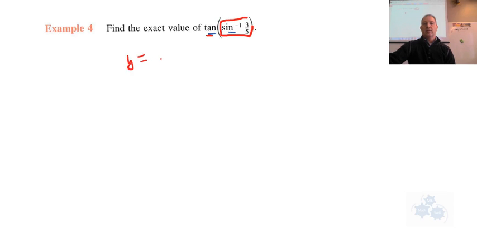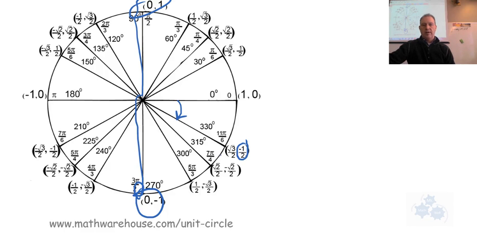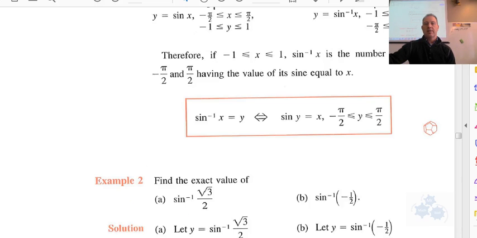So if this is y or theta, whatever you want to call it, sine to the negative 1 of 3/5. You remember that this came from sine of theta or y or whatever of positive 3/5, right? So we just take the sine of both sides. And then you look at your unit circle. Okay. 3/5, is it on there? Ooh, okay, so we don't have 3/5 on there, so what do we do? It's not on there, so we might not be able to do an exact value then, right?